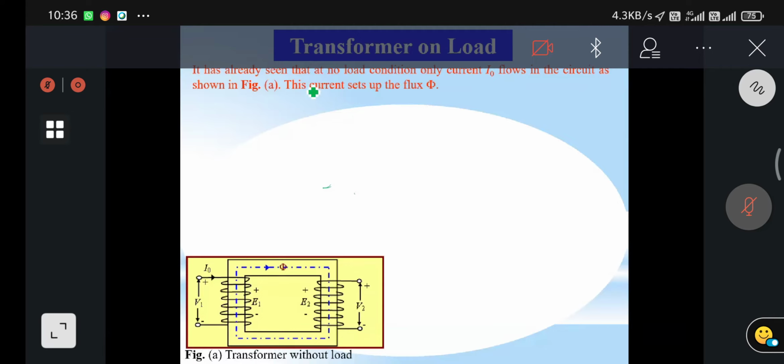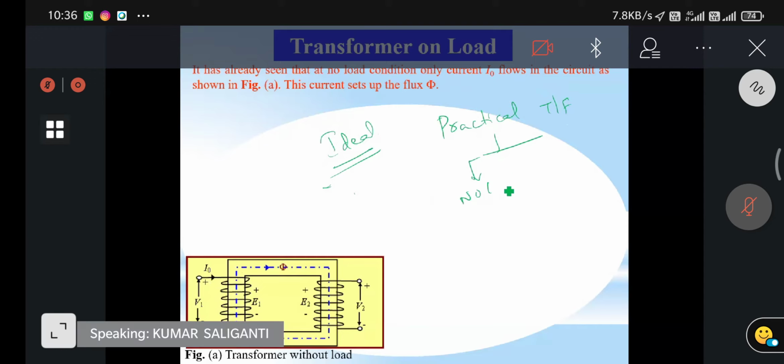It has already been seen that at no load condition only the current I naught flows in the circuit, as shown in figure A. So what I am saying here is, in the ideal transformer there is no difference between no load or load. There are no windings, it is ideal itself. But when you are discussing the practical transformer, we have the no load and load condition.